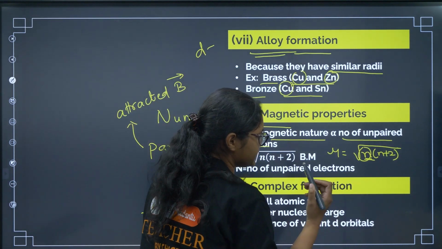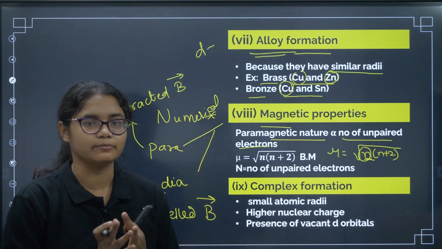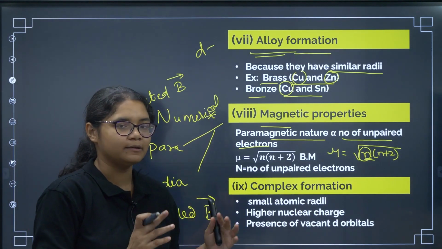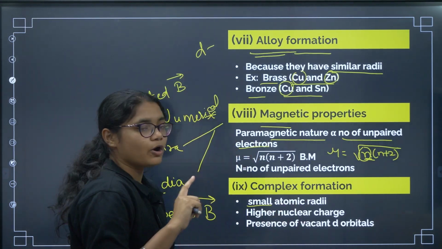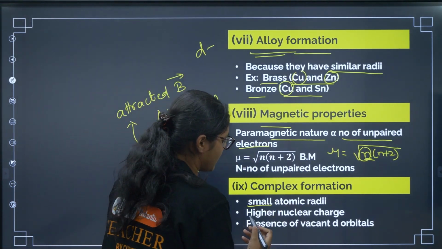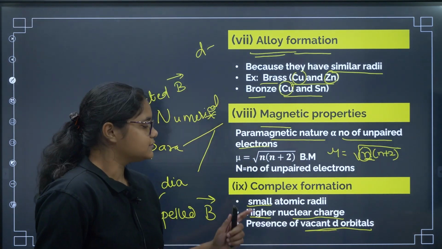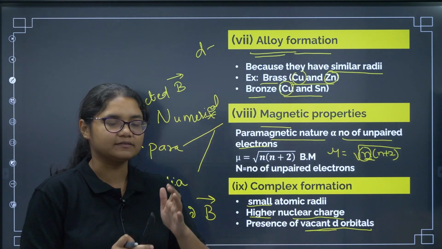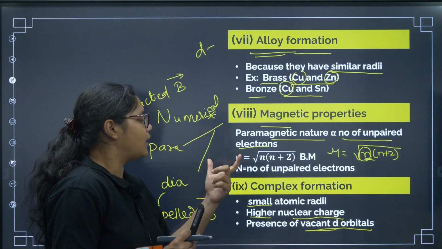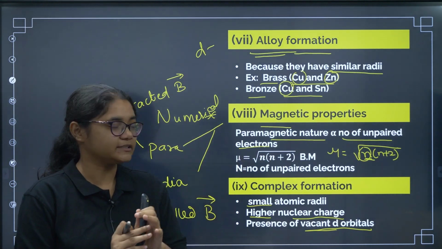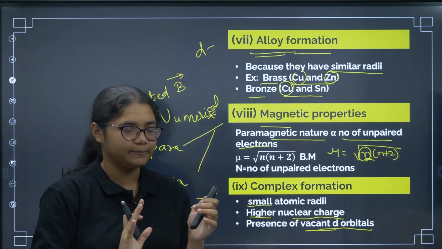Next is complex formation. We have already seen in coordination chemistry that transition elements are involved in complex formation. What is the reason transition elements can form complexes? There are 3 important reasons: they have small atomic radius, higher nuclear charge, and presence of vacant d orbitals. You can remember these 3. Questions can be asked like, out of the following which is not a reason, or which is a reason that transition elements can form complexes. This is a very theoretical chapter, so you have to learn all the reasons.